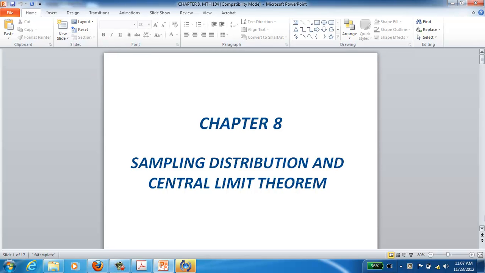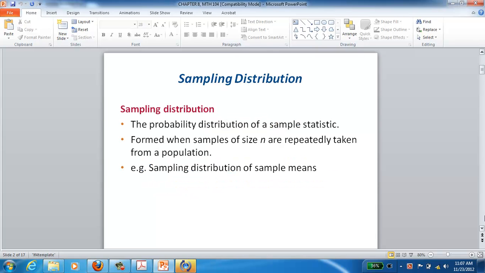Chapter 8: Sampling Distribution and Central Limit Theorem. The sampling distribution is the probability distribution of a sample statistic. That means if we have a population, we take samples of size n, for example n1, n2 and so on, and we calculate the mean for every sample, x1 bar, x2 bar and so on. So these means are going to follow the normal distribution.